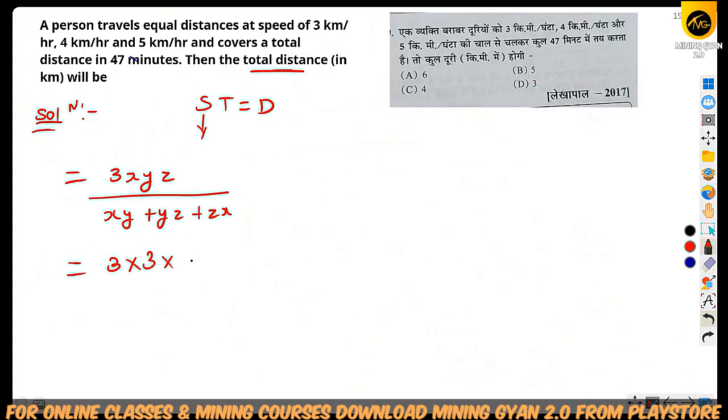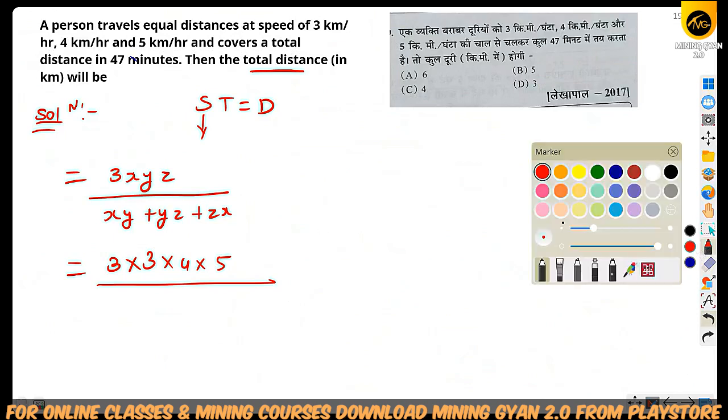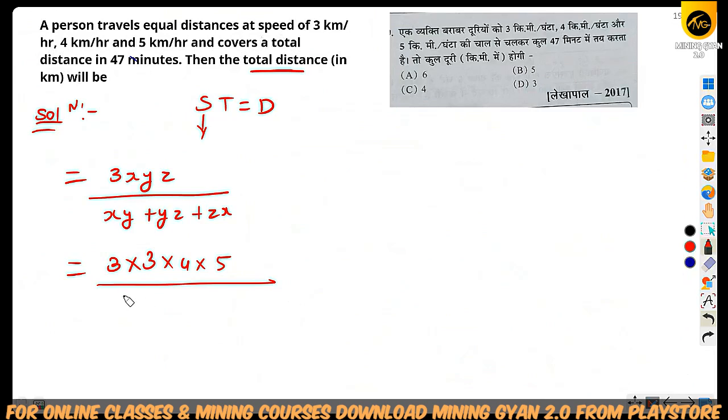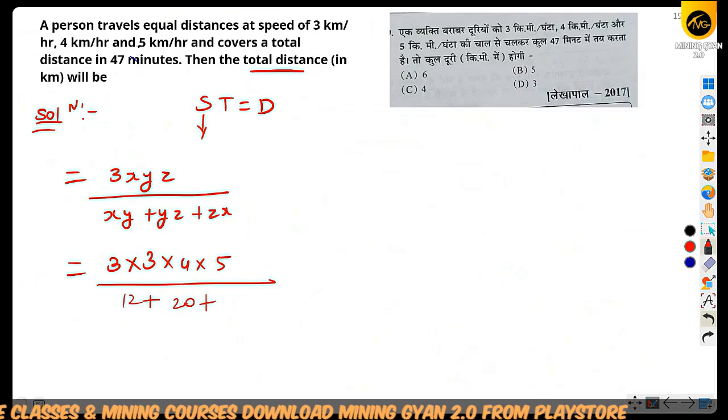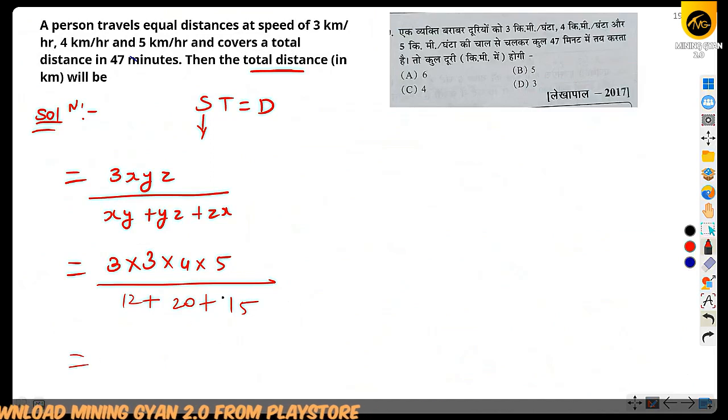The speeds are 3 km per hour, 4 km per hour, and 5 km per hour. Dividing by x into y: x is 3 and y is 4, so it will be 12. Now y and z: y is 4 and z is 5, that will be 20. And z and x: z is 5 and x is 3, that will be 15. Now 3 into 3 into 4 into 5, divided by 12 plus 20 plus 15.